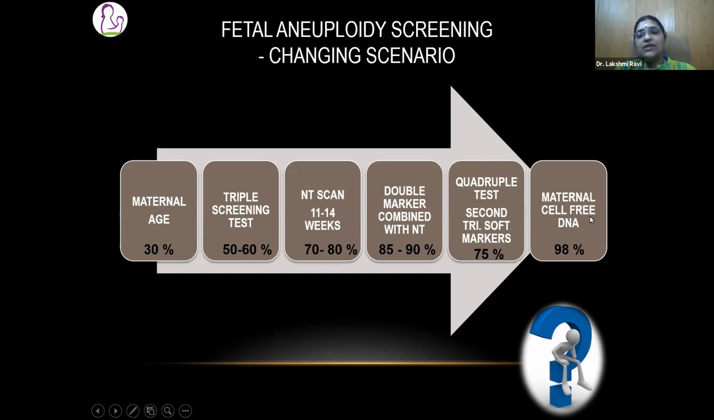And finally, we stand here now. This is a new kid on the block, which is maternal cell-free DNA, which is NIPT, and that gives you a sensitivity or a detection rate of as high as 98%.